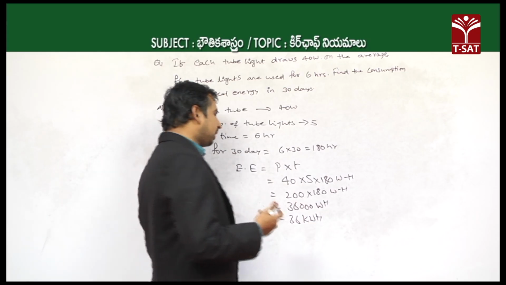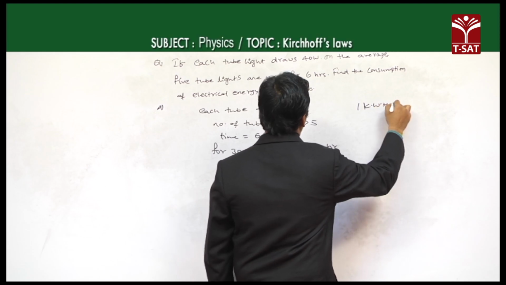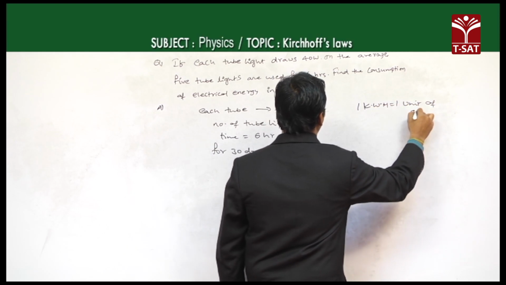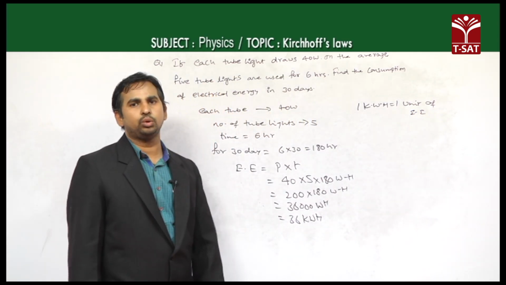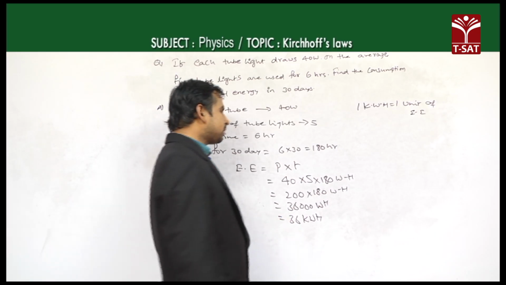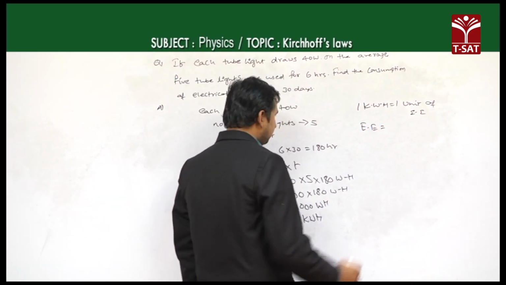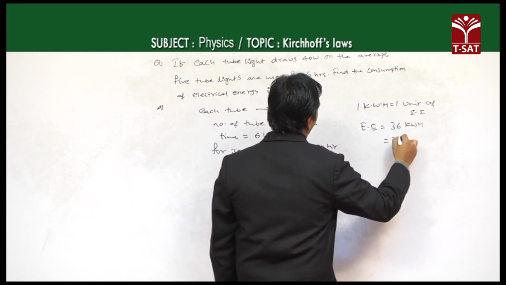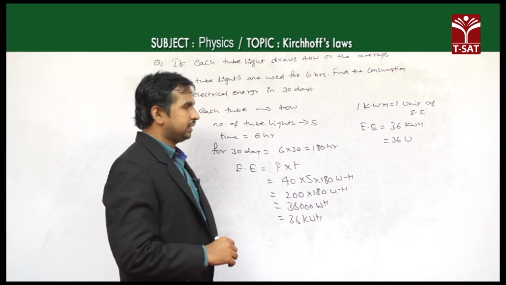1 kilowatt hour is what we call 1 unit of electrical energy. So as 1 kilowatt hour is equal to 1 unit of electrical energy, and we got the consumption of electrical energy as 36 kilowatt hour, we are consuming 36 units of electrical energy in all these 30 days.